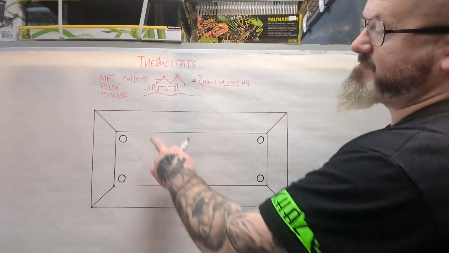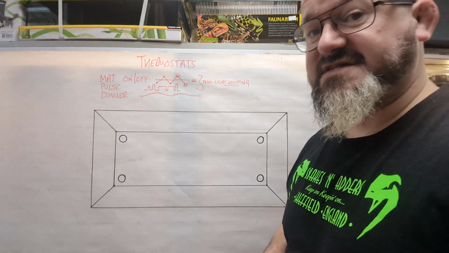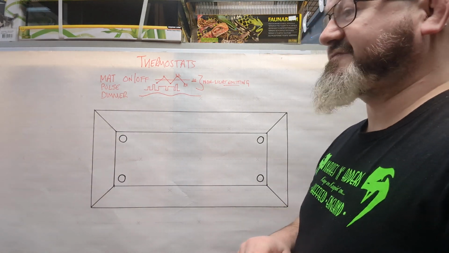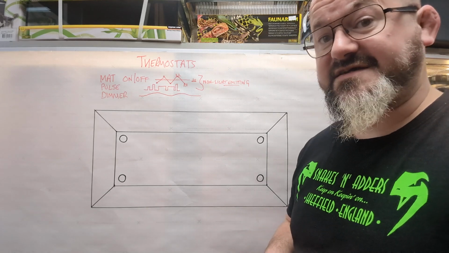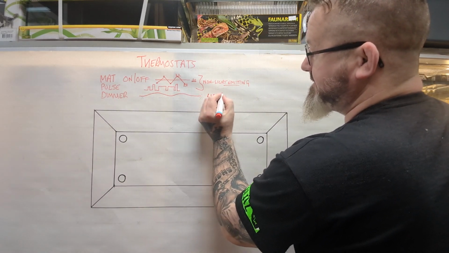A dimmer thermostat, meanwhile, is permanently assessing and makes its small adjustments as necessary. This leads to a more even light experience for the animal within the enclosure, and that's why we use that for light emitting heat sources.